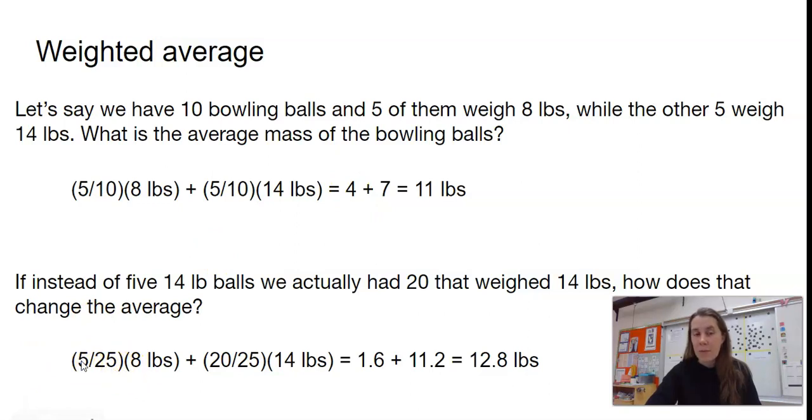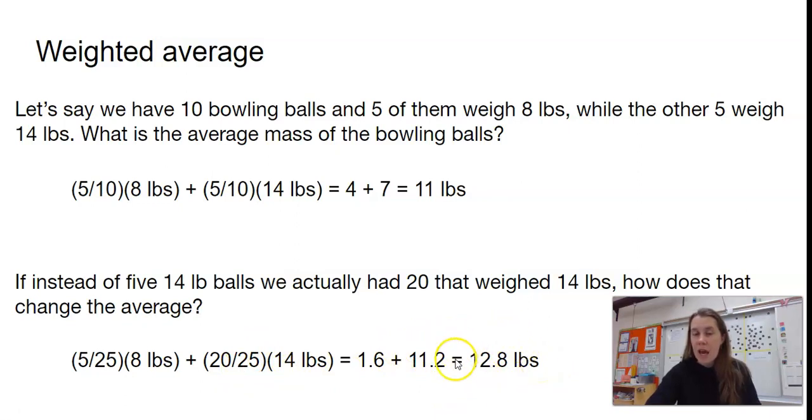5 of them are still 8 pounds, so the fraction that are 8 pounds is going to be 5 over 25. And the fraction that are 14 pounds is going to be 20 over 25. All right, so if we do that math, 5 over 25 times 8 would give us 1.6. 20 over 25 times 14 would give us 11.2, and we add those together and we get 12.8.